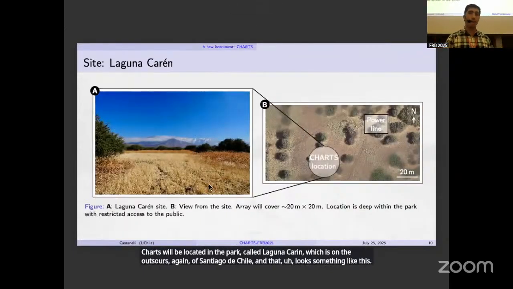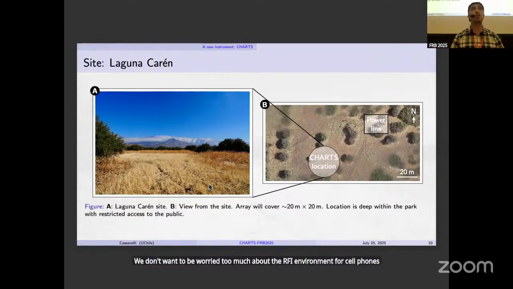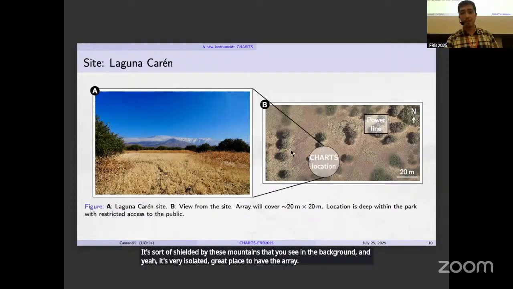On figure A, we have the park, which is isolated by several gates to the public, so we don't want to be worried too much about the RFI environment for cell phones. It's sort of shielded by these mountains that you see in the background. And yeah, it's a very isolated, great place to have the array. This is an aerial view of the location.